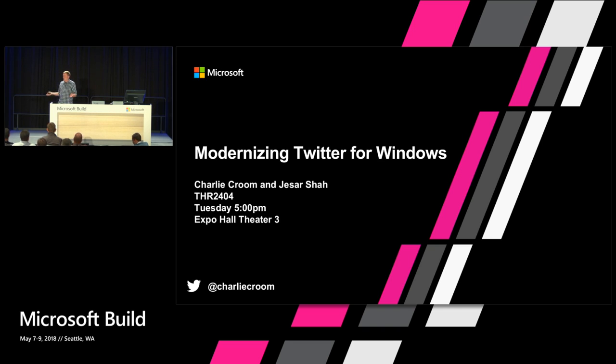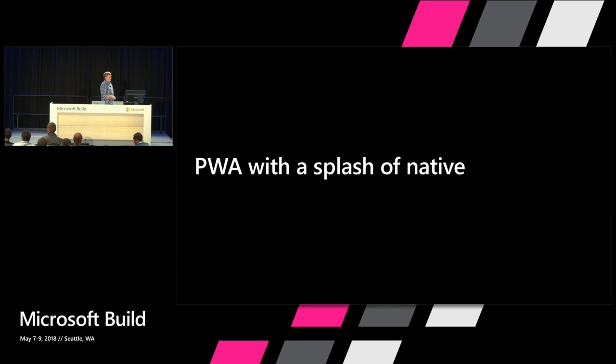Now I'm going to talk about one more way that you can use code with your PWA, and then we're going to talk about the roadmap a little bit as far as what's next down the line. So you can actually have your progressive web app call native code on Windows 10.